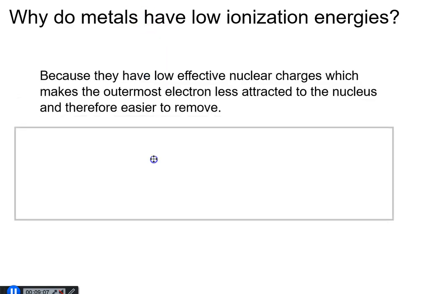Because they have low effective nuclear charges, which makes the outermost electron less attracted to the nucleus and therefore easier to remove. You could certainly say they're bigger because it's all tied into one nice little nutshell, right? Okay. Zeff affects size. Zeff affects ionization energy. It affects pretty much everything. When in doubt tomorrow, if something's getting smaller, the answer is Zeff. If something's getting bigger, what do you think it is? Nope. n or electron-electron repulsion.